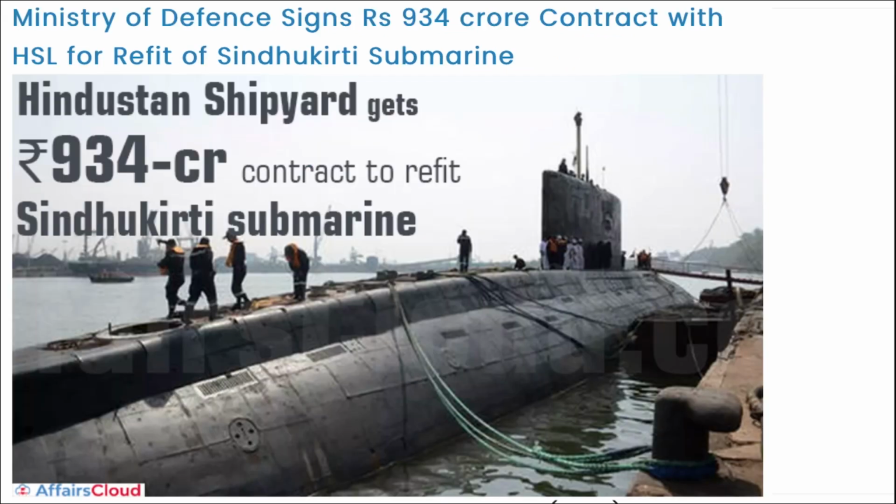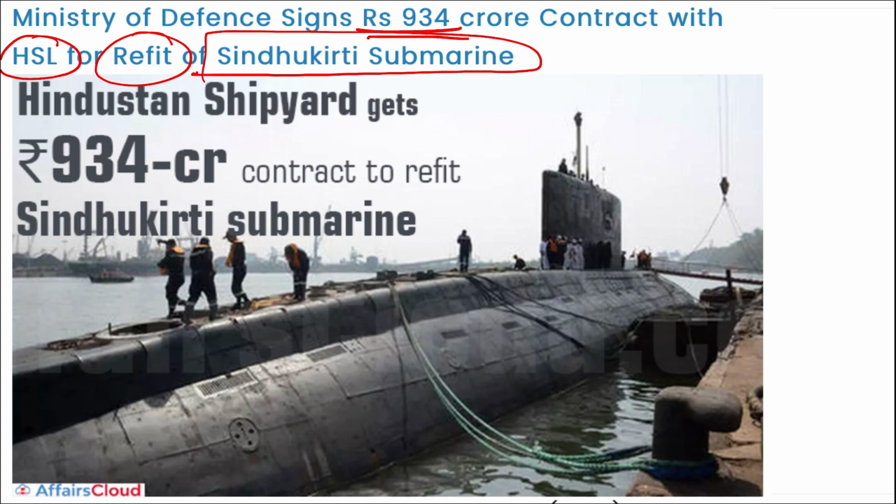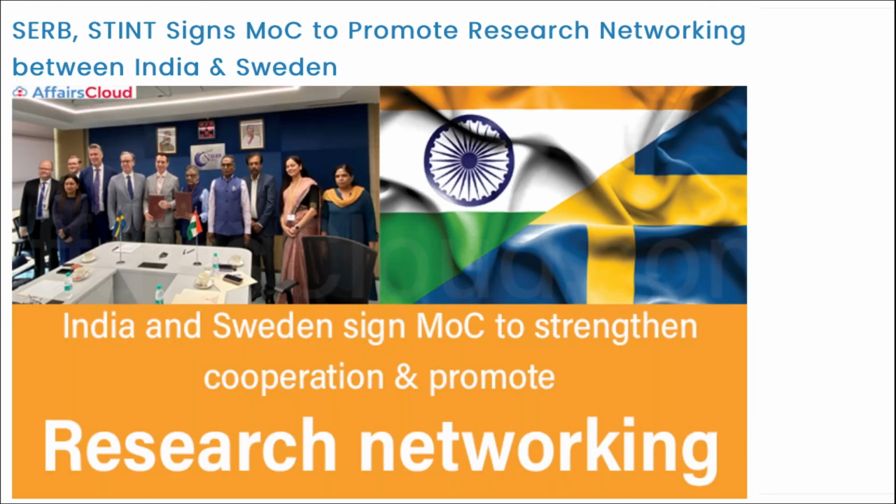Then next, the Ministry of Defence has recently signed a contract worth 934 crore rupees with Hindustan Shipyards Limited for refitting of the INS Sindhu Kirti submarine. This Sindhu Kirti submarine was developed by Russia. Russia was using it, but then it was gifted to India. So it was your Ministry of Defence that has signed a contract worth 934 crore rupees with Hindustan Shipyard Limited.